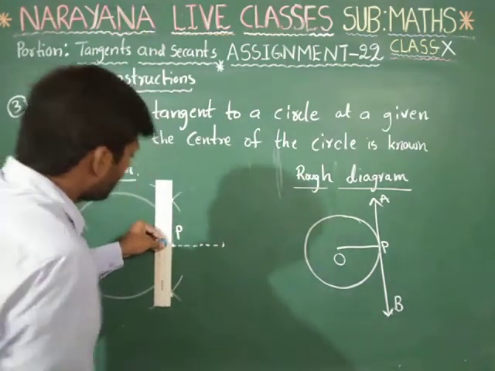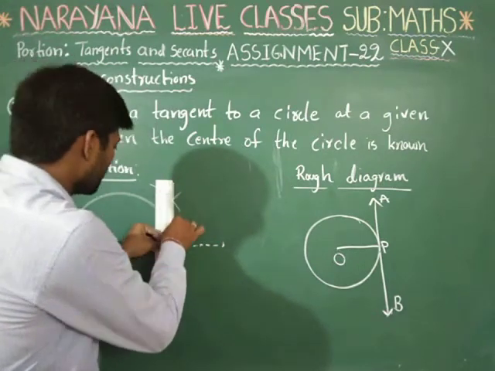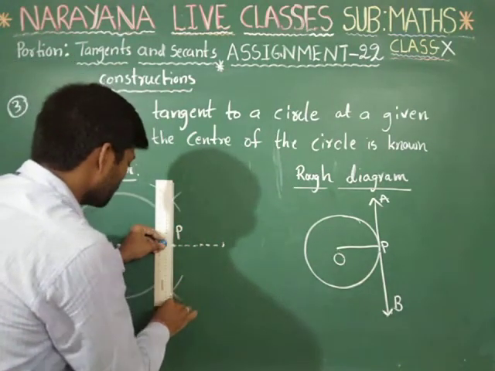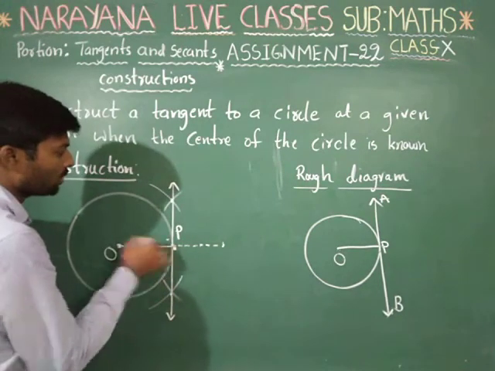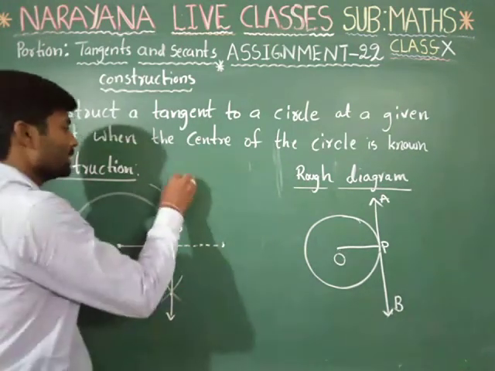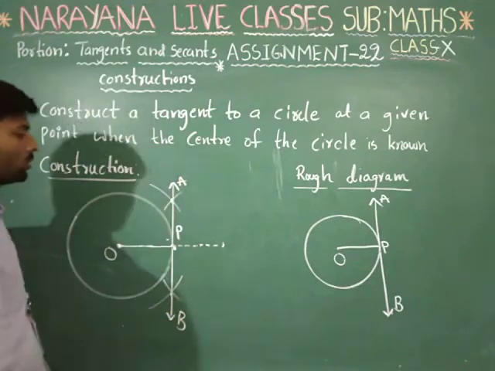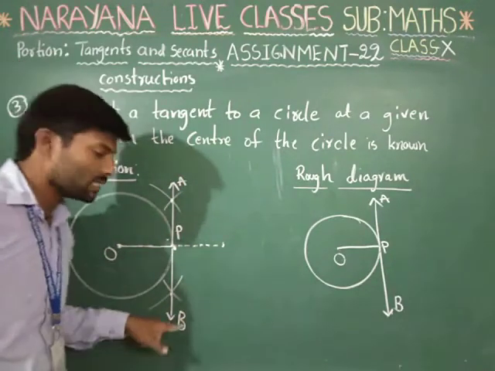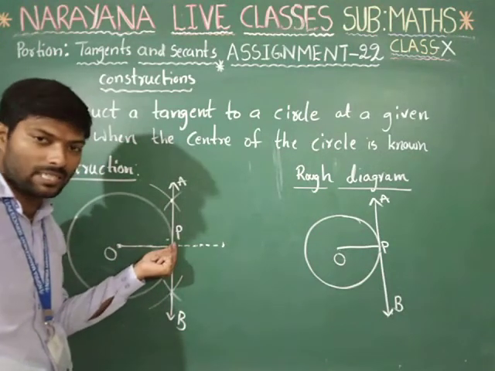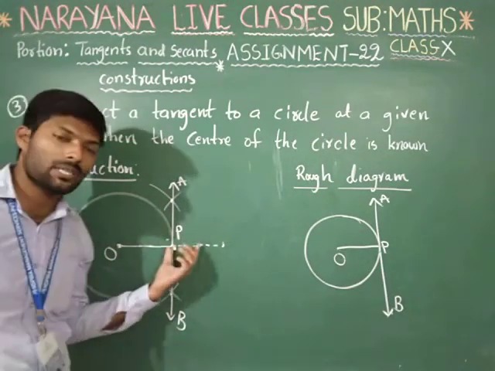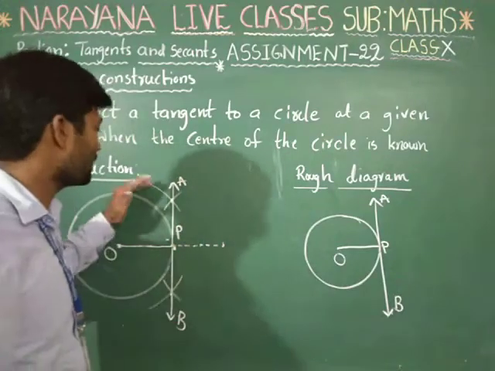So the line will intersect the given line at exactly one point. That point is nothing but what? Let me take it as point P. So it is A and B. Now our required tangent is what? AB is the required tangent, which passes through only one point on the circle, that is P. So let me take P as the point of contact. This is the main construction.